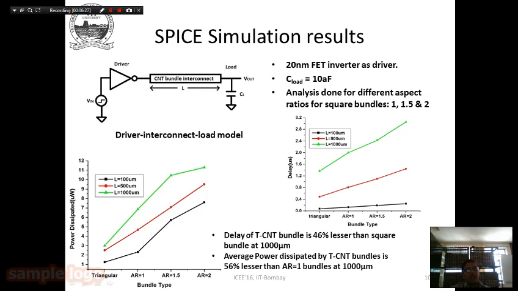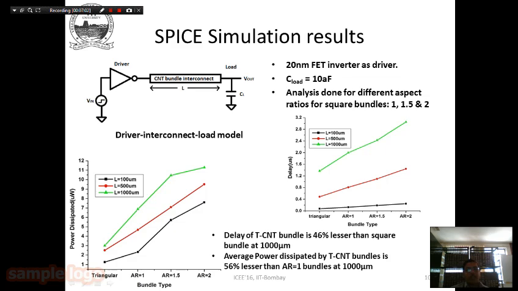Next we do the SPICE simulations, where we use a driver-interconnect-load model. The input pulse signal is applied to a CMOS driver inverter, which is the driver, and we use a CNT bundle interconnect and a capacitive load model where we take the output. It can be seen from the graph that we are getting a delay for various bundle types, that is triangular, and aspect ratio equal to 1, 1.5 and 2.